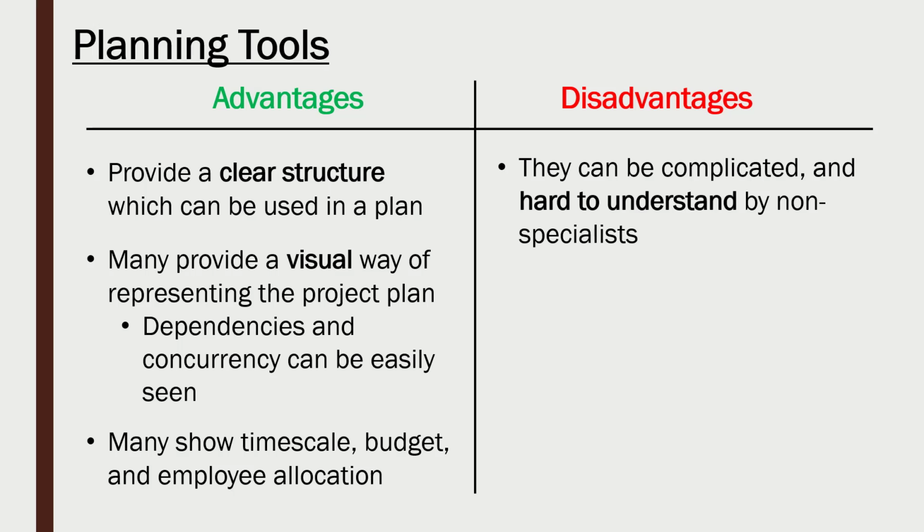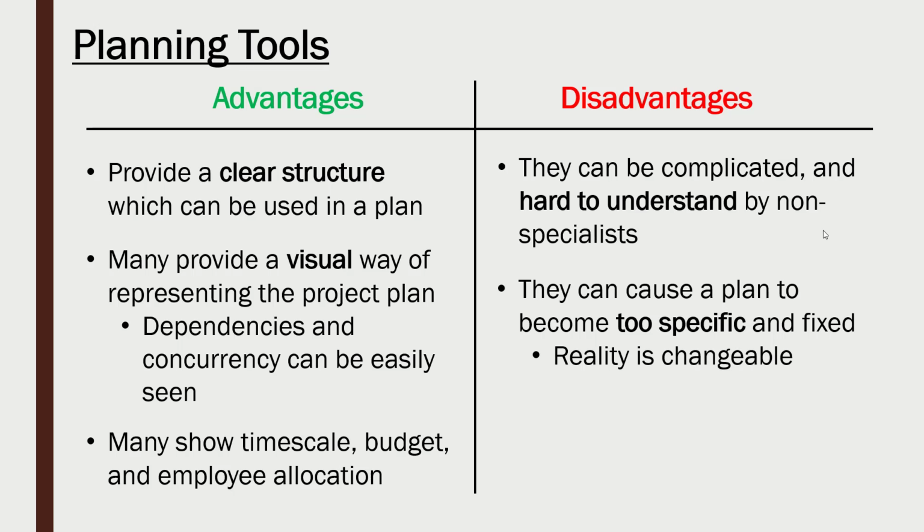So if you haven't learnt about what a Gantt chart is or what a PERT chart is, you might have no idea what's going on, for example. So often they can become complicated, especially over big projects. Another downside is that often if you are following a really clear tool, your plan can become almost too detailed.